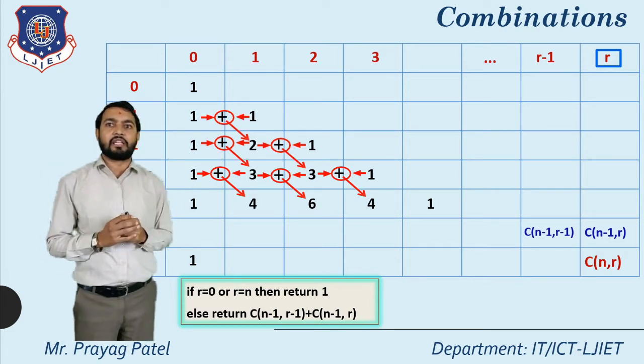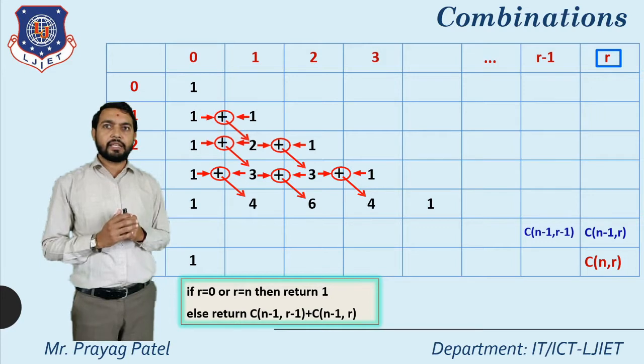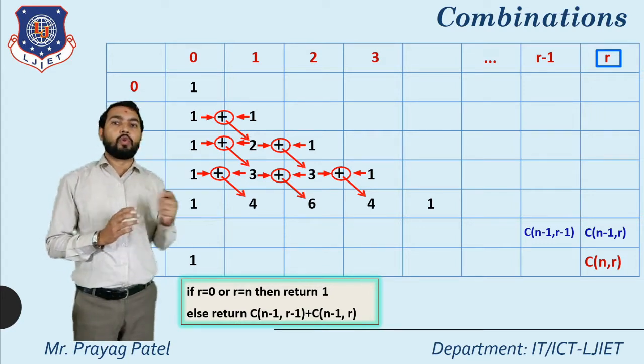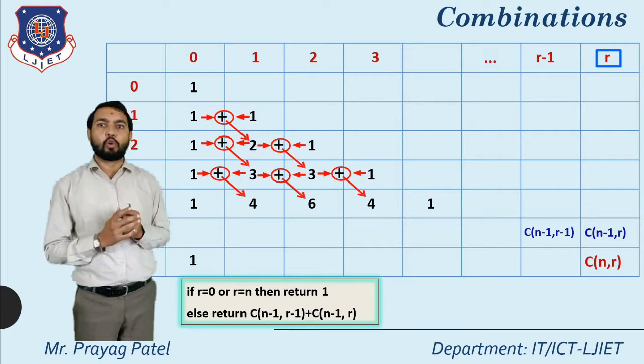Now another thing in this table is: first, C(n, 0) equal to 1, and second, C(n, n) equal to 1. Now what about the remaining locations?